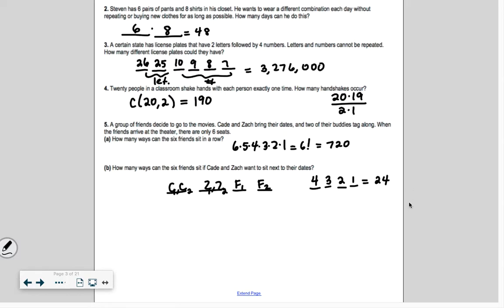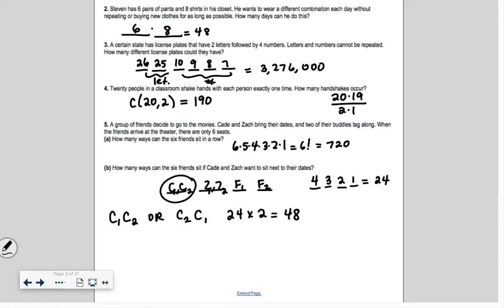Yeah, Greta. So do you multiply by 2? Yep, so if I have Kate and Kate's date in that order, then I can now switch them. So it takes all of my outcomes and multiplies them by 2. So I have 48, right? But what else?